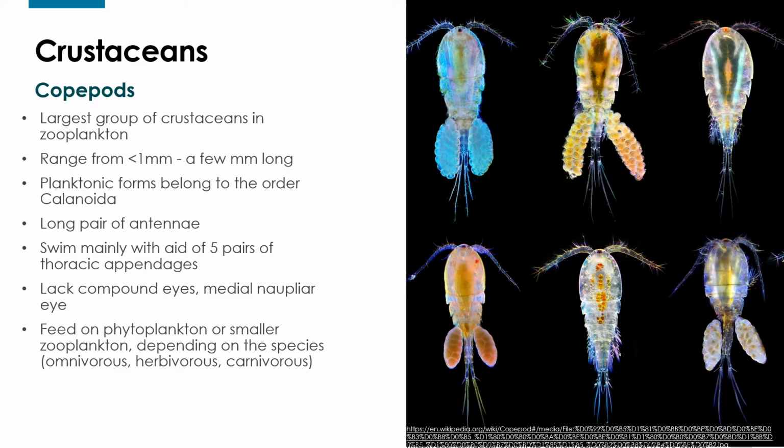What this means, if you look here, this is a good example. The medial nauplius eye is a simple type of eye that consists of three photoreceptor units, and these units help the copepod tell the direction of where the light is coming from. So again, sunlight. They feed on phytoplankton or smaller zooplankton, depending on the species. From what we knew about their diet earlier, they can be omnivorous, herbivorous, or carnivorous.